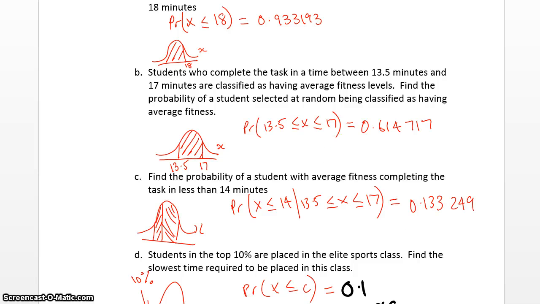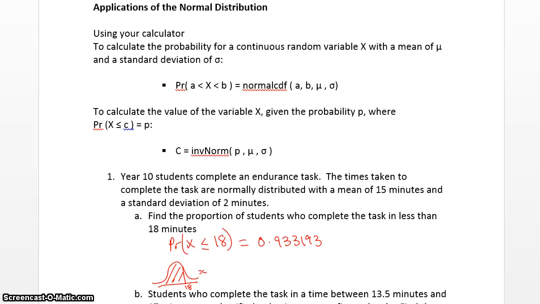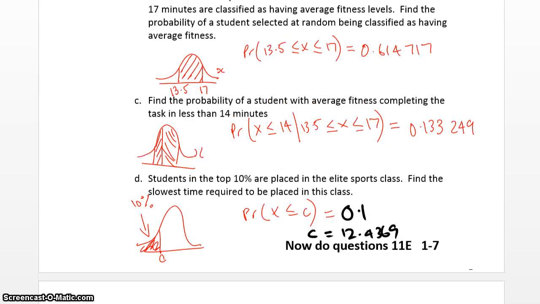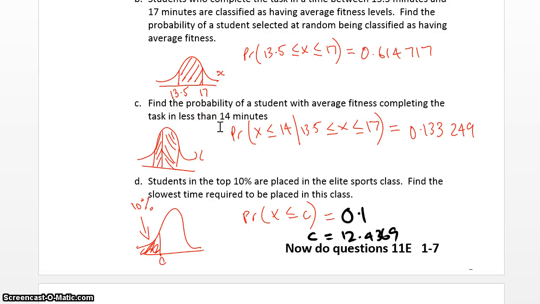Now this last one is actually in reference to this equation here. So sometimes we're given the probability and we actually need to find out the value of x that corresponds to that probability. So here I know that the students in the top 10% are placed in the elite sports class, and I need to find the slowest time required to be placed in this class. The reason it's the slowest time is because it's better to finish it quicker. So therefore, here's the top 10% over here, rather than the top 10% being up there. So I should expect a number lower than the mean. If the mean's 15, I should expect a number a lot lower than the mean.